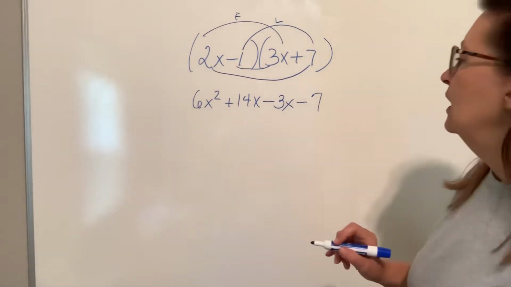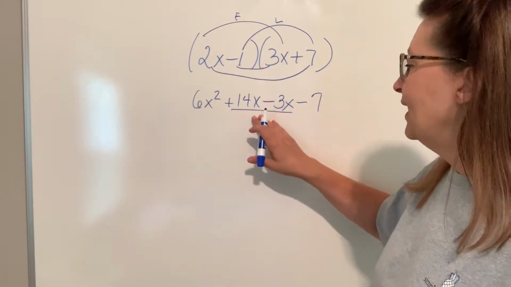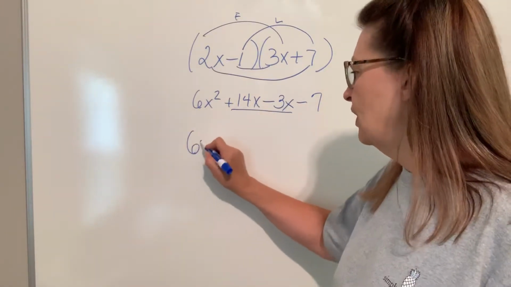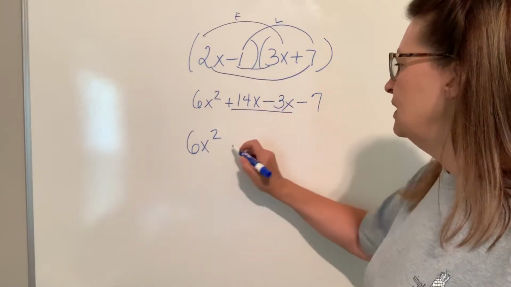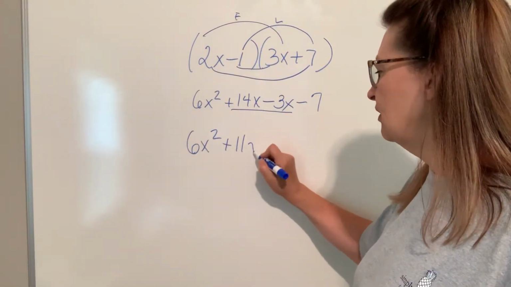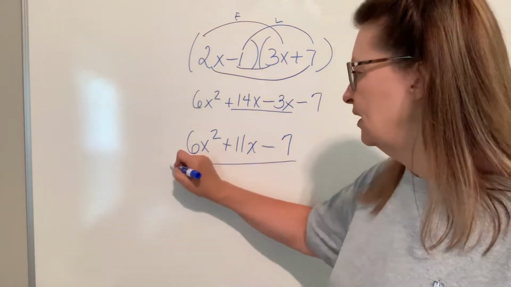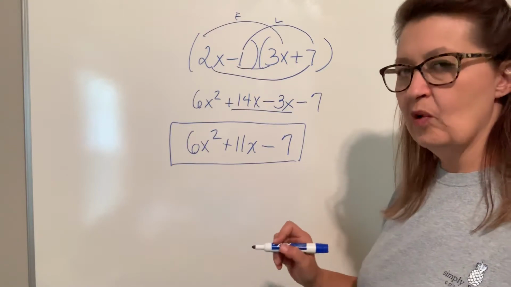Okay? And then just like the other one, we're going to go back and add the O and the I term together. 6x squared will not change. Positive 14 minus 3 gives you a positive 11x minus 7. Okay? So that's going to be your final answer to the problem.